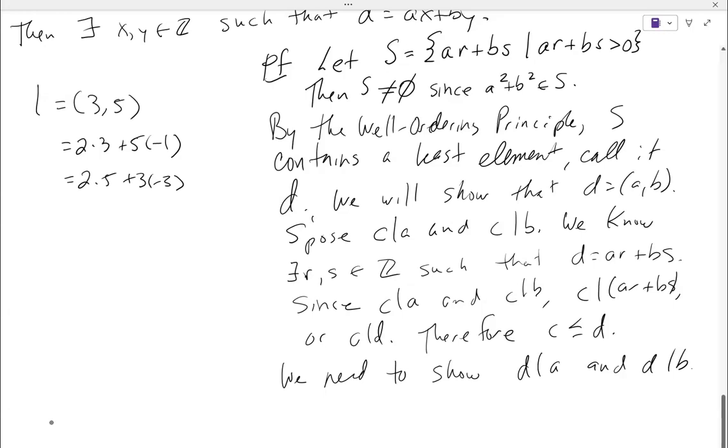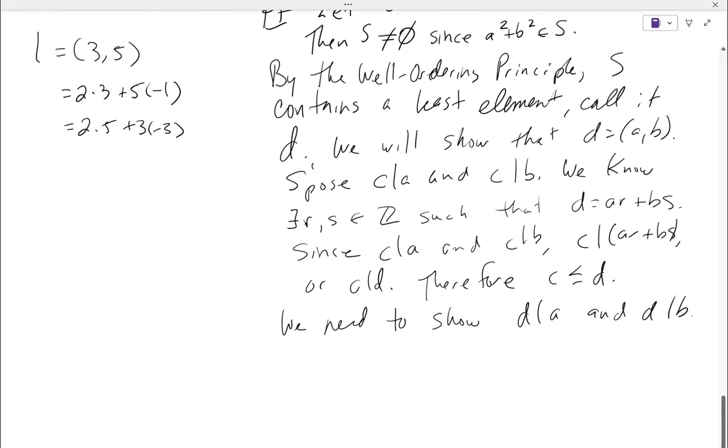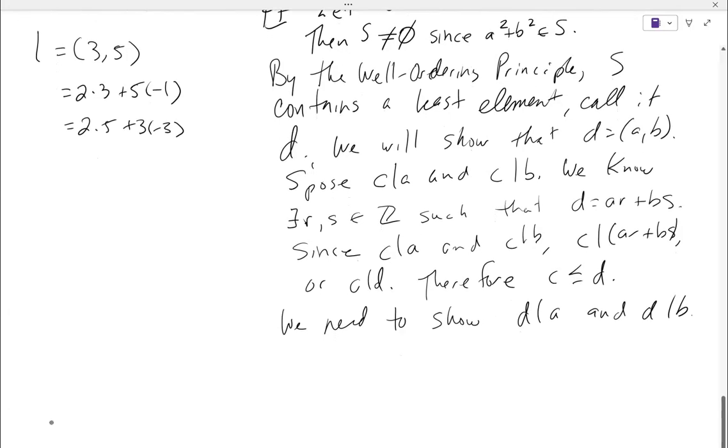Good news is once we show one of them, we're going to say similarly it's the other one, because the proof will be exactly the same. We just have to change the letters. All right, let's suppose not. Suppose D doesn't divide A.